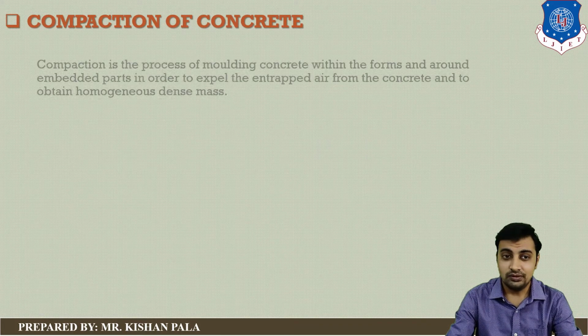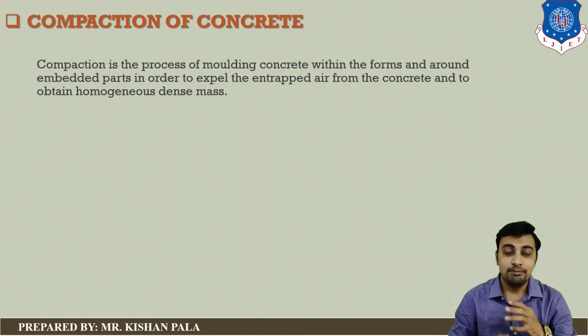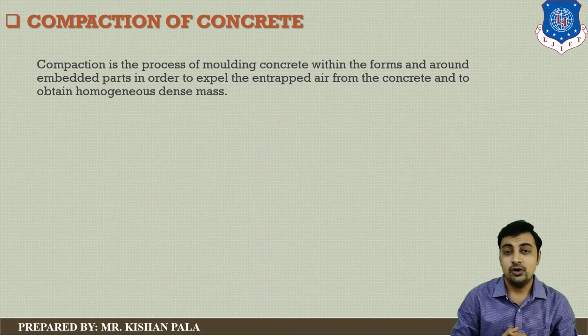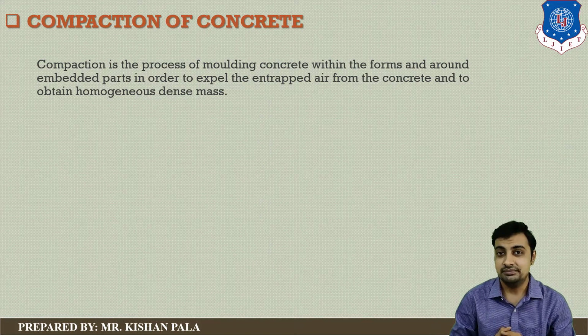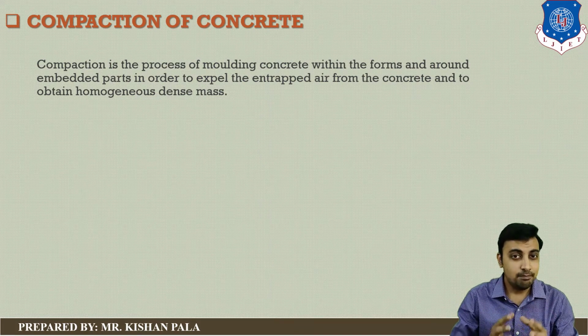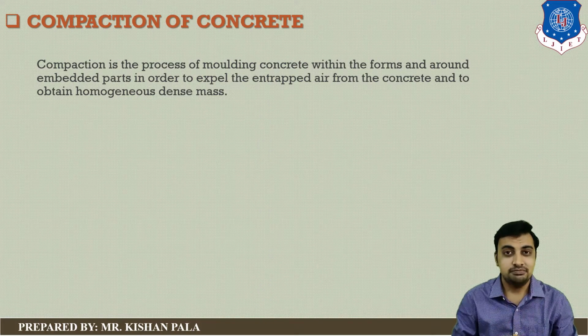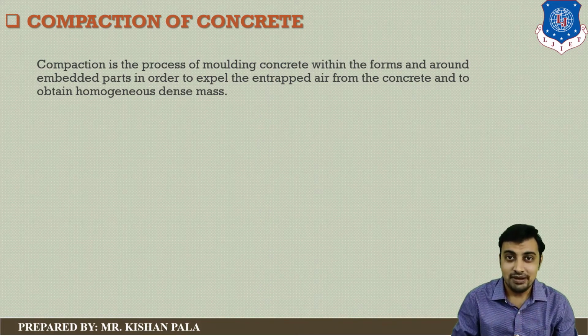Compaction of concrete. What is compaction? Compaction is the process of molding concrete within the forms and around the embedded parts in order to expel the entrapped air from the concrete and to obtain a homogeneous dense mass. If we talk about compaction in easy language, it is the removal of the entrapped air to achieve a dense and homogeneous material, and it's known as compaction.